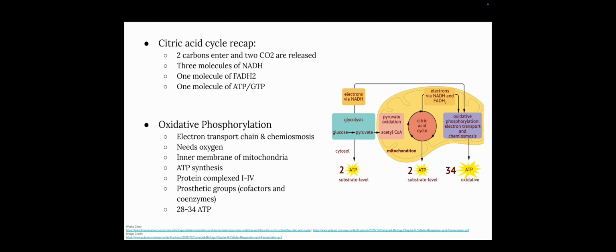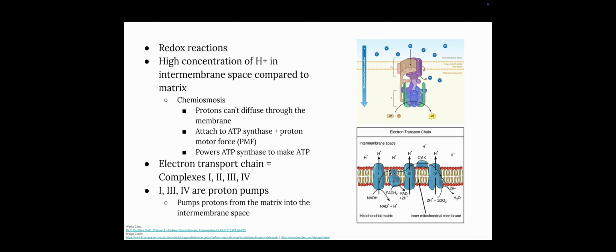Also, as you can probably tell from its name, oxidative phosphorylation needs oxygen. It occurs in the inner membrane of the mitochondria. In this process, ATP is synthesized using ATP synthase. You have protein complexes and cofactors, which we will go over in just a minute. Oxidative phosphorylation consists of a bunch of redox reactions.